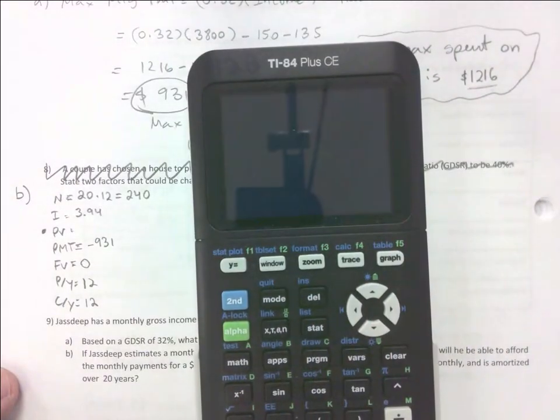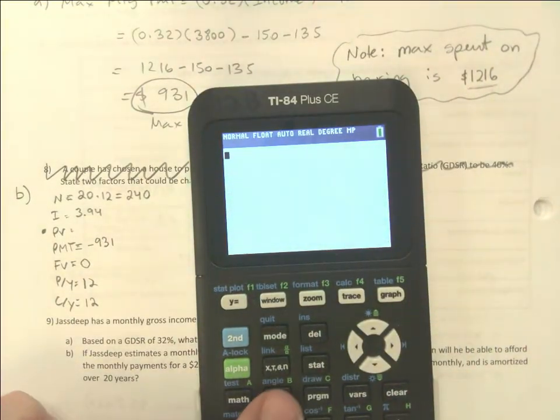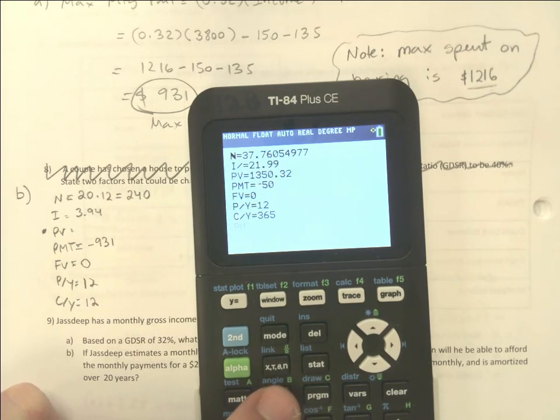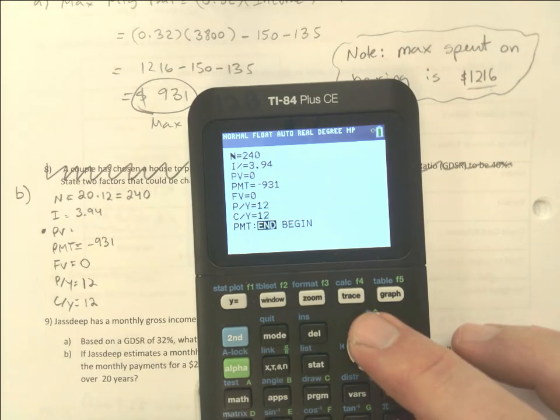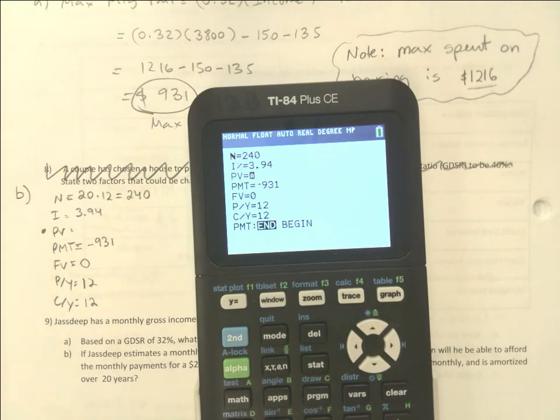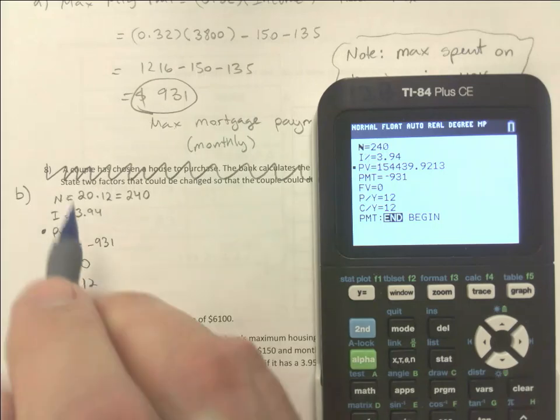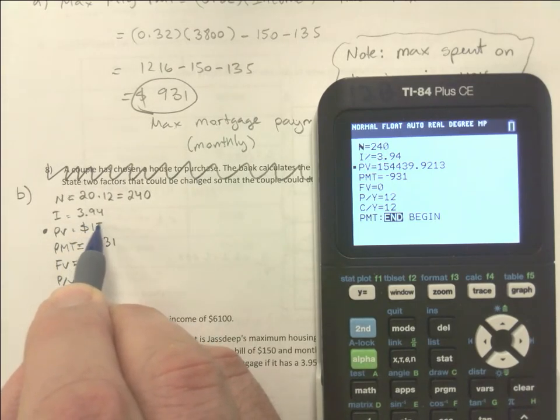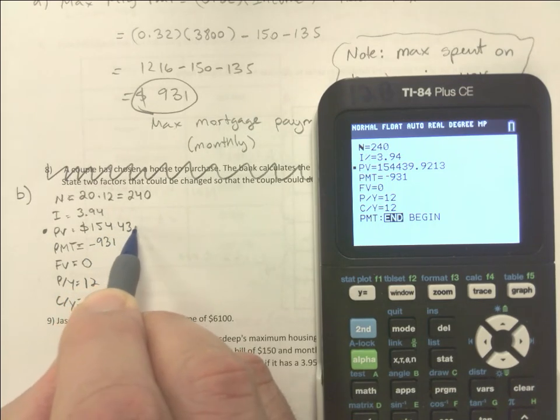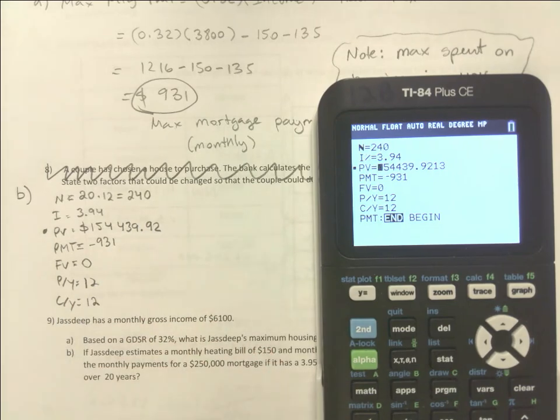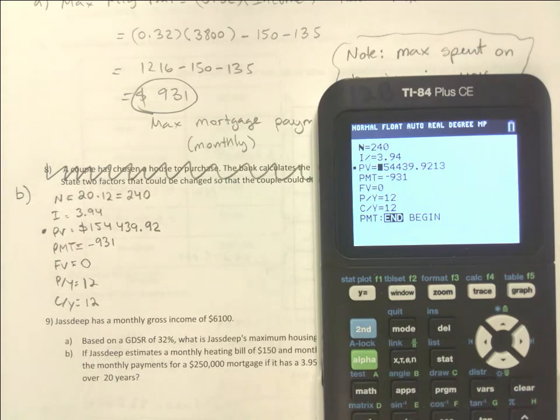And let's find out how much the bank will approve us for. Apps, Finance, right? Do the thing. That's 20 times 12, 3.94. Negative 931, right? You're giving that to the bank. And both of these are 12. I'm going to go ahead and solve for present value. And there it is. $154,439.92 is what the bank is going to lend you, okay, based on this.